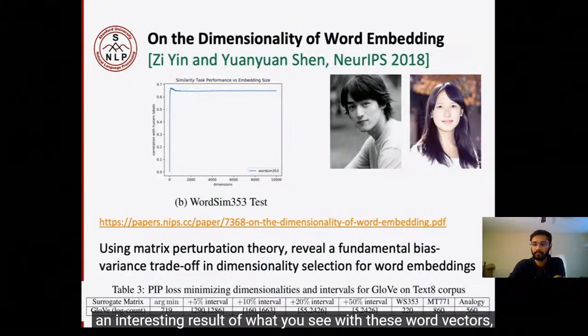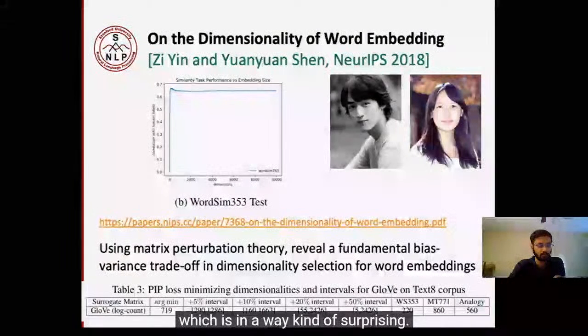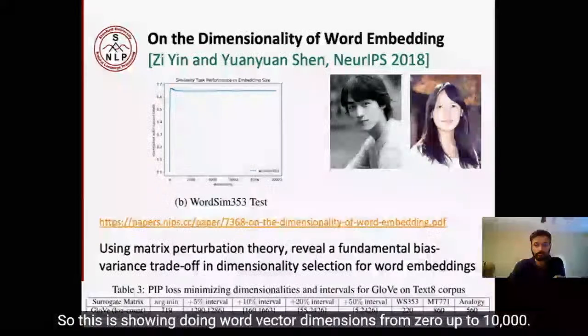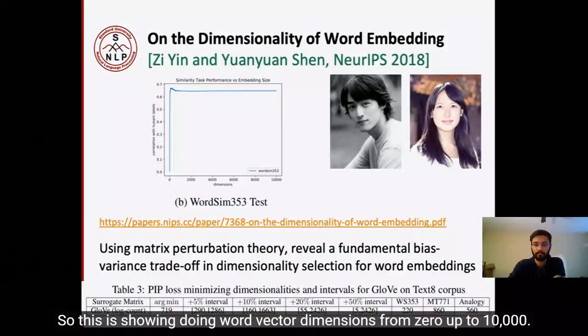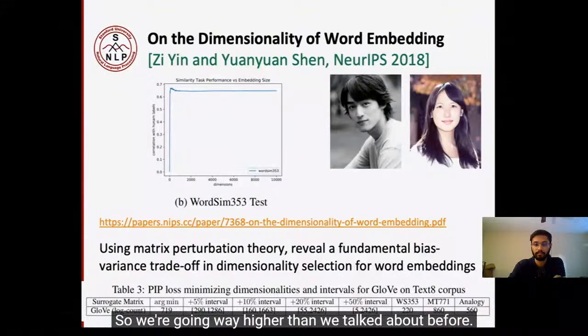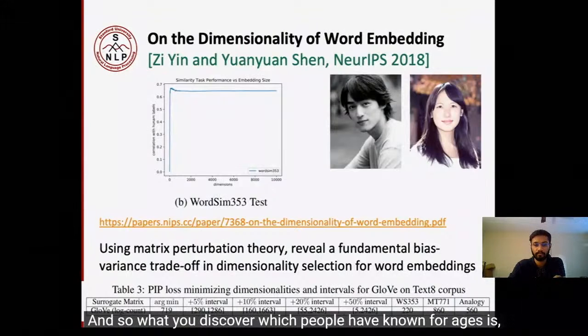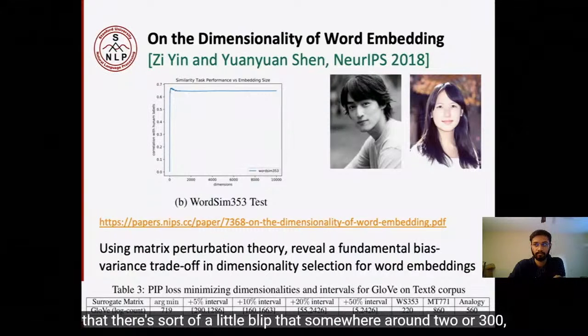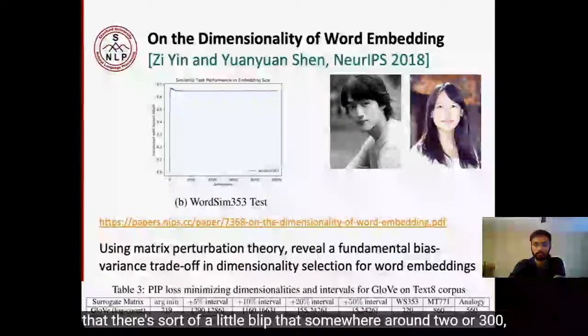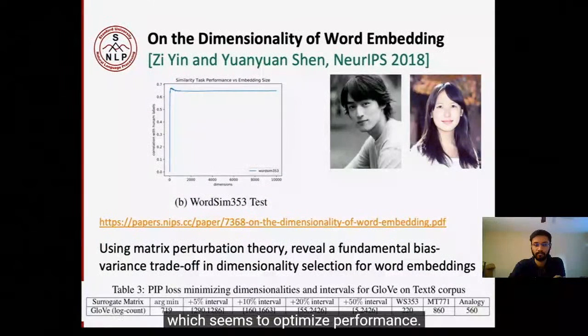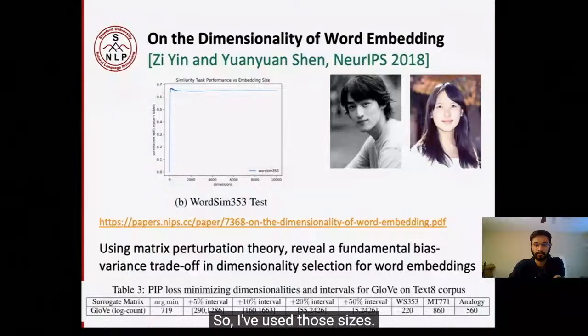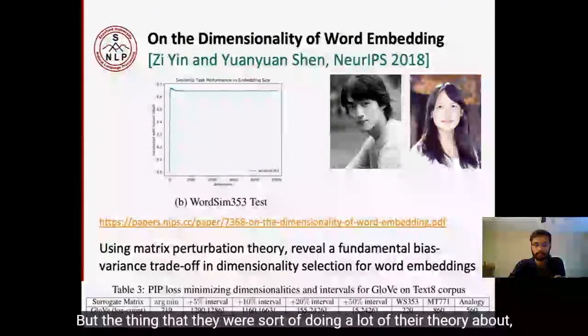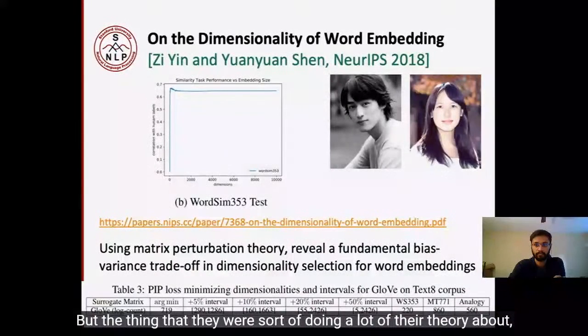But there's an interesting result of what you see with these word vectors, which is in a way kind of surprising. This is showing word vector dimensions from 0 up to 10,000, so we're going way higher than we talked about before. What you discover, which people have known for ages, is that there's a little blip somewhere around 200 or 300, which seems to optimize performance. So use those sizes.